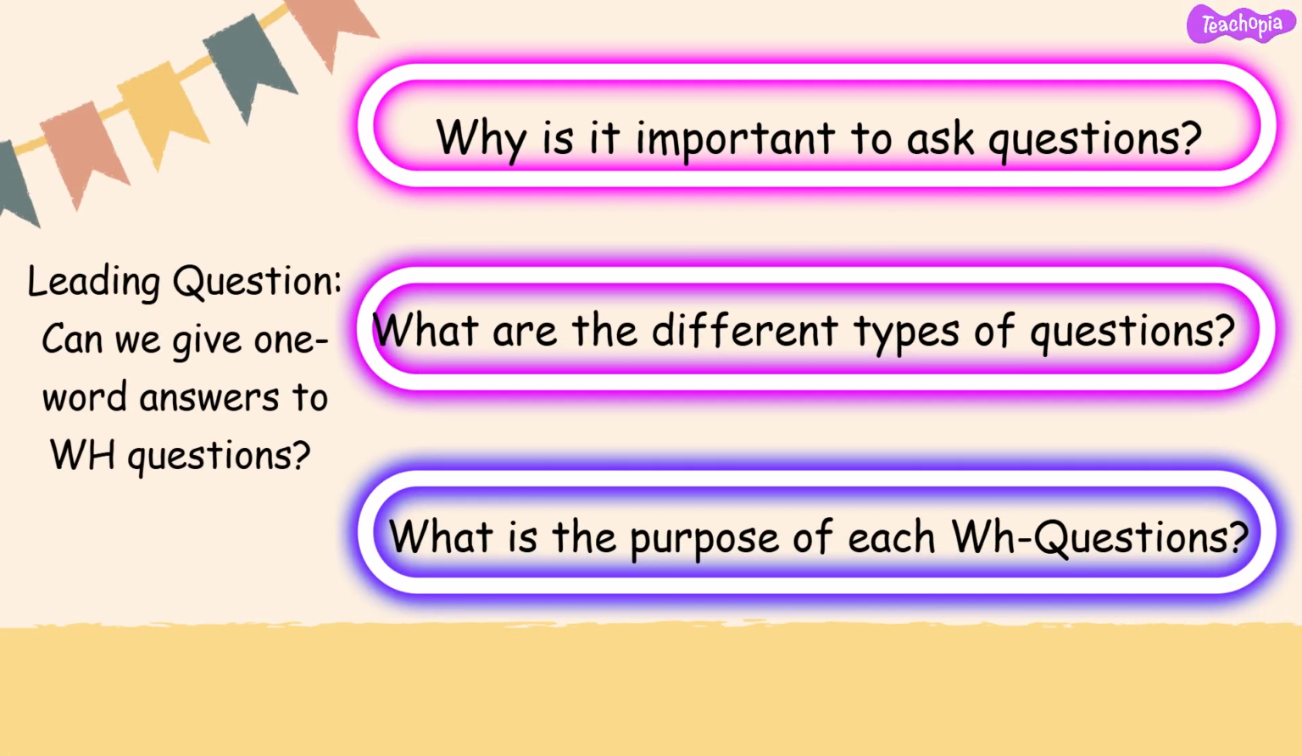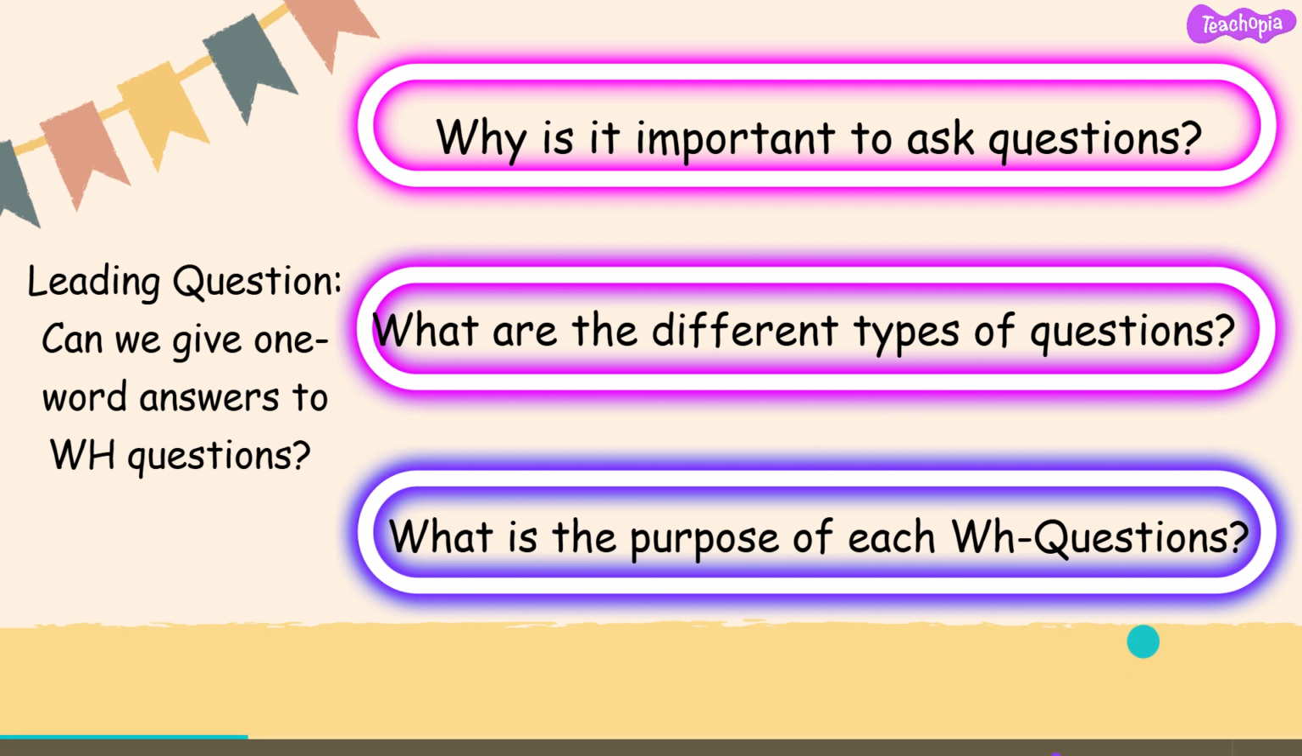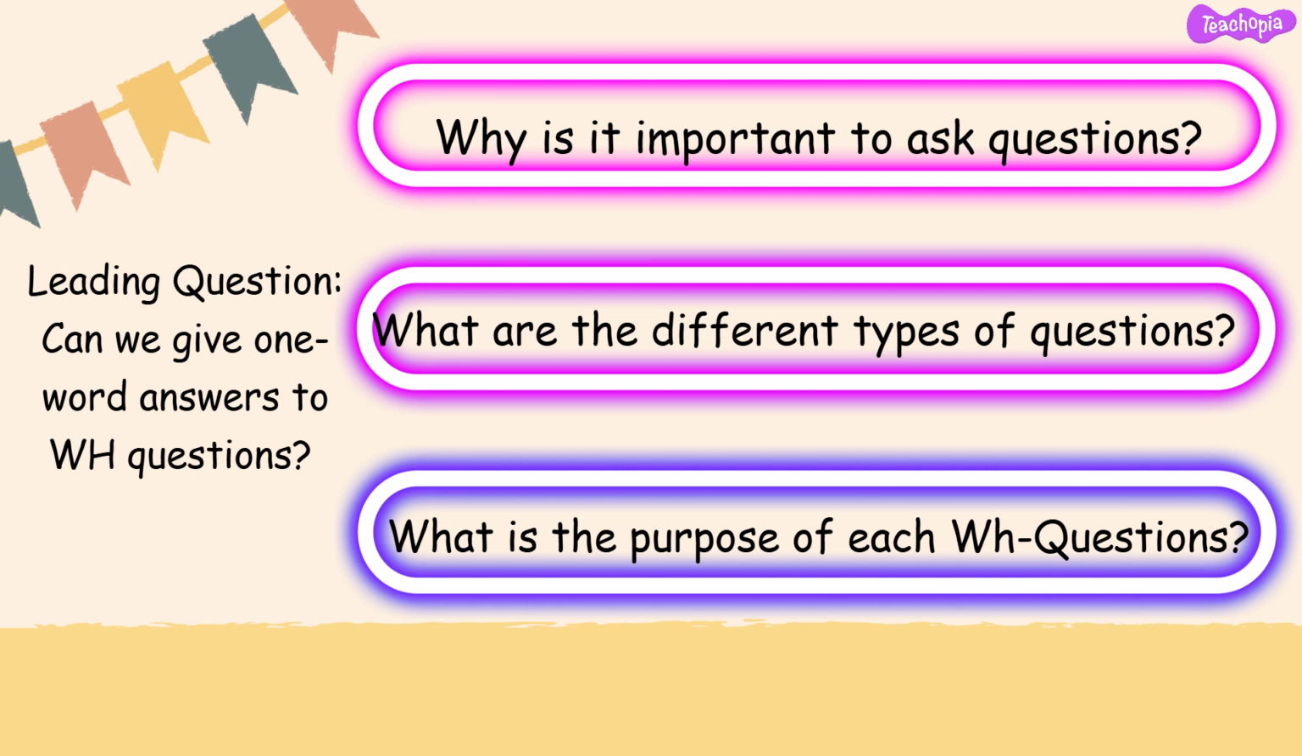Moving on, we have a leading question, which is always asked after our learning objectives and outcomes. So, what is the leading question for this chapter? Can we give one word answers to WH questions? The optional questions that our learners can think about are: why is it important to ask questions? What are the different types of questions? What is the purpose of each WH question?